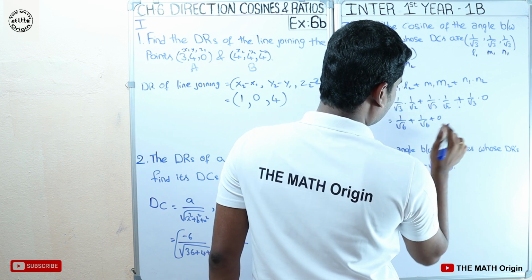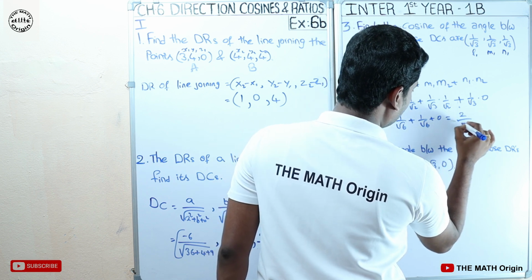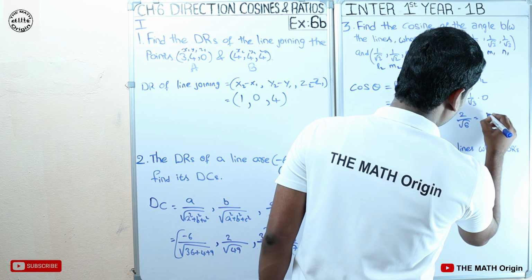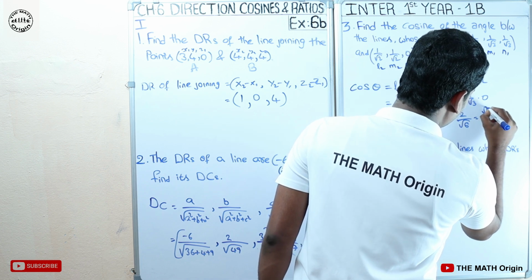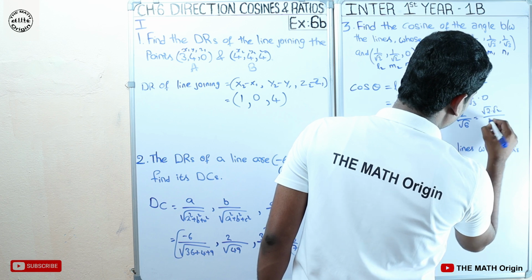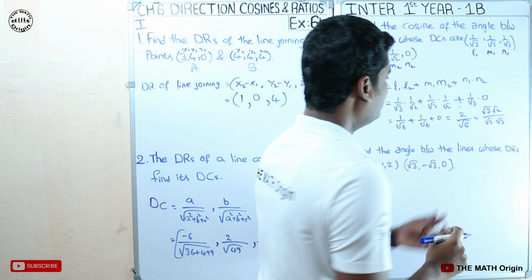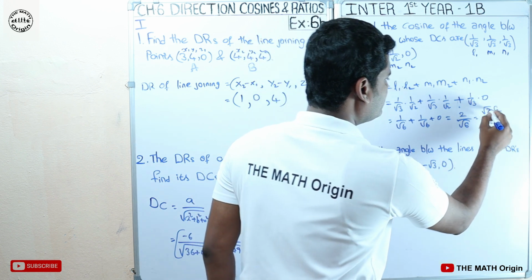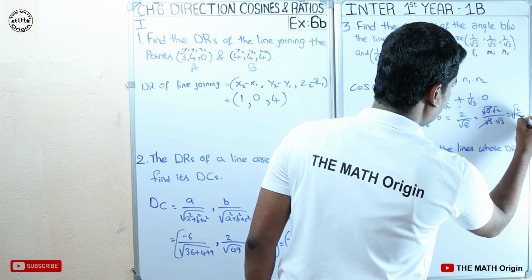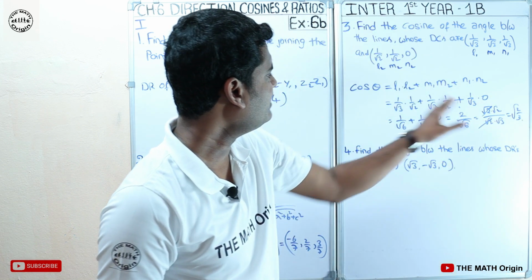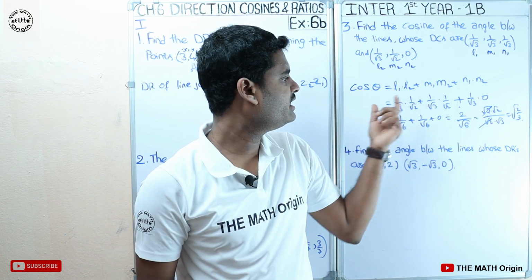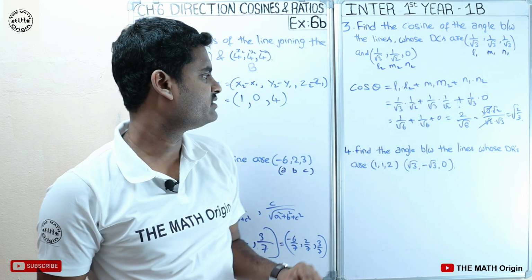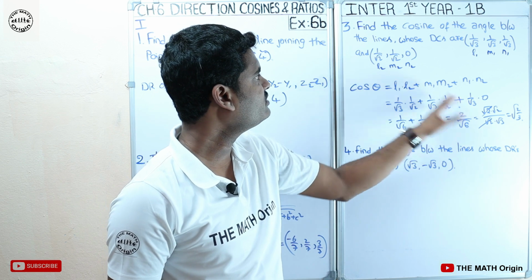Therefore that equals 2/√6. This can also be written as: 2 is √2 into √2, and √6 is √2 into √3. The √3 cancels... no, √2 cancels, and then it is root of 2/3. Therefore cos theta equals root of 2/3, and theta equals cos inverse root of 2/3, which is the angle between these two lines. Here ends our third problem.